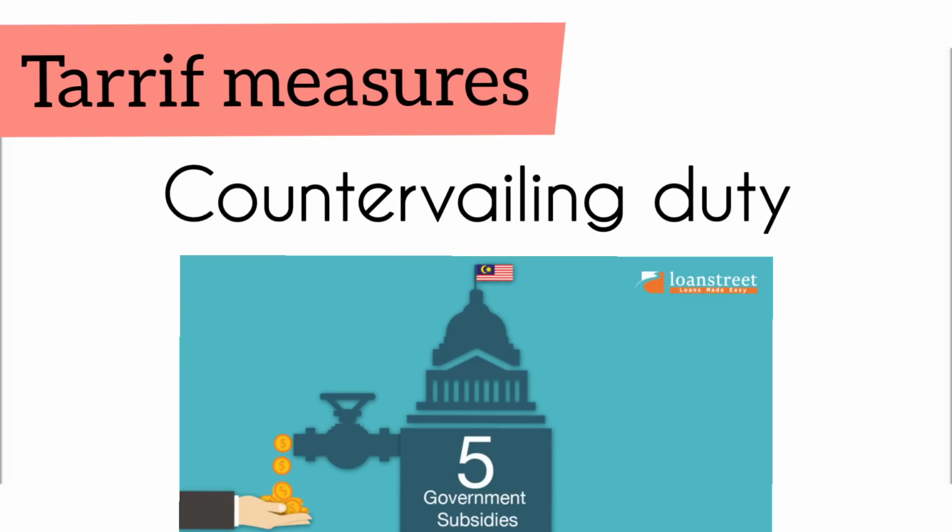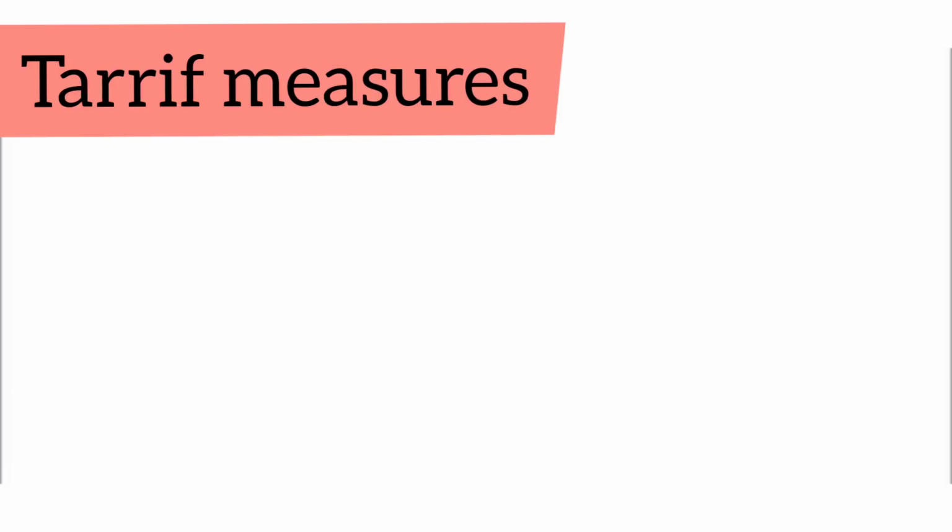If they do that, the same problem will come. So what the Indian government will do is offset these artificially low prices. Because the governments are helping them, they have low prices. To offset this, they will apply a tariff called countervailing duties. So I hope you understood the different types of tariff measures.